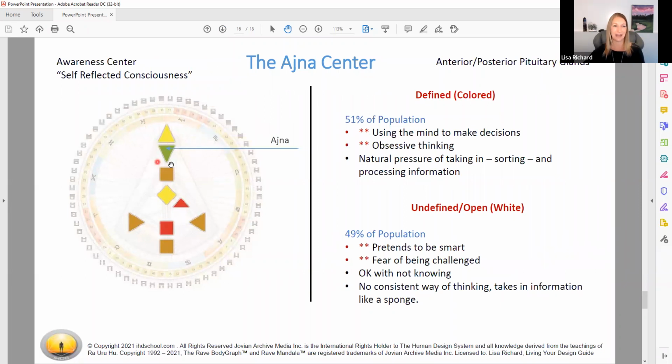We're now going to jump down to the center right underneath the head. This is called the ajna. This is self-reflected consciousness. You can think of that as all the gray matter within your brain. There is so much untapped potential up in that gray matter. So 51% of the population is going to have that colored in.